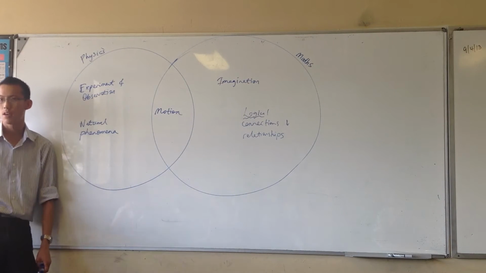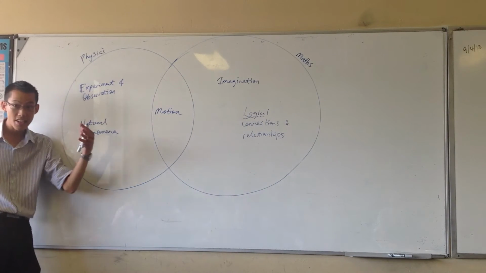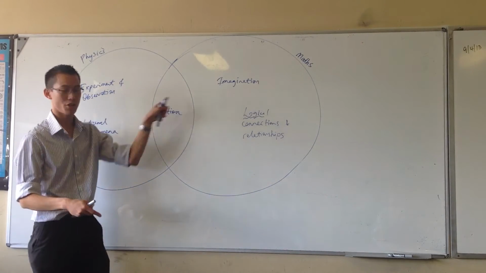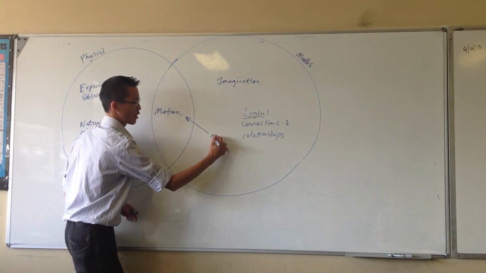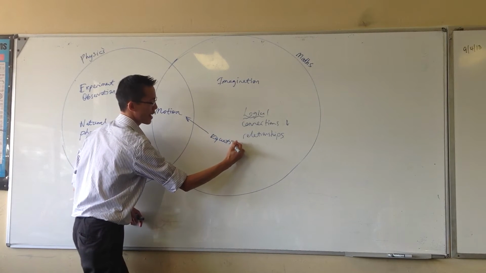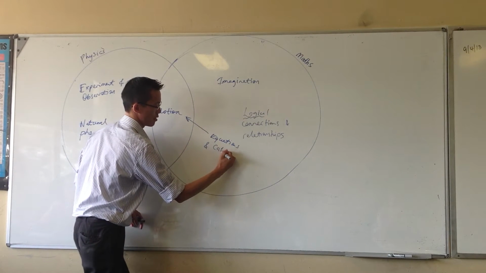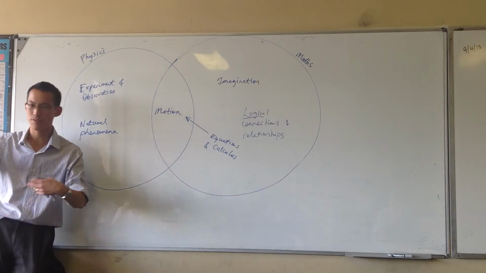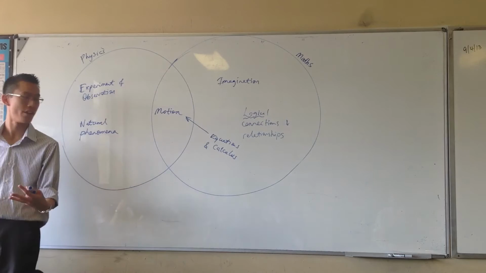But can you see that physicists and mathematicians approach motion in two very different ways? We're going to approach it from the angle of equations and calculus. If you've got an equation like this and you differentiate, you integrate, what happens? What does that mean?